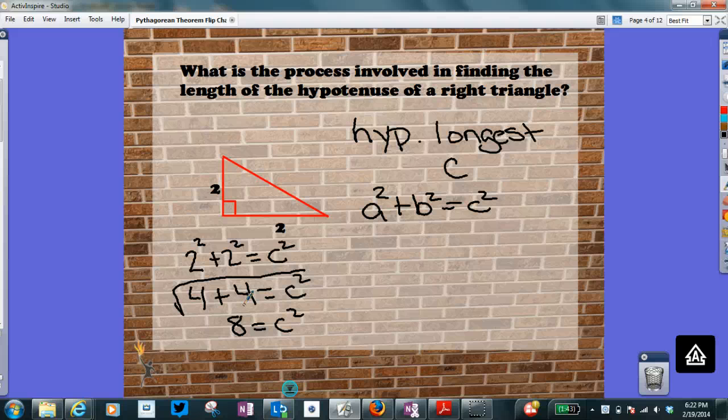So let's take the square root of 8, and you're going to get 2 and it's a decimal, so we're going to round it to the nearest tenth. So you're going to come up with 2.8 equals C. So I'm going to go up here. The length is 2.8. Again, the legs make up the right angle, and the hypotenuse is the longest, and it's also always going to be C.